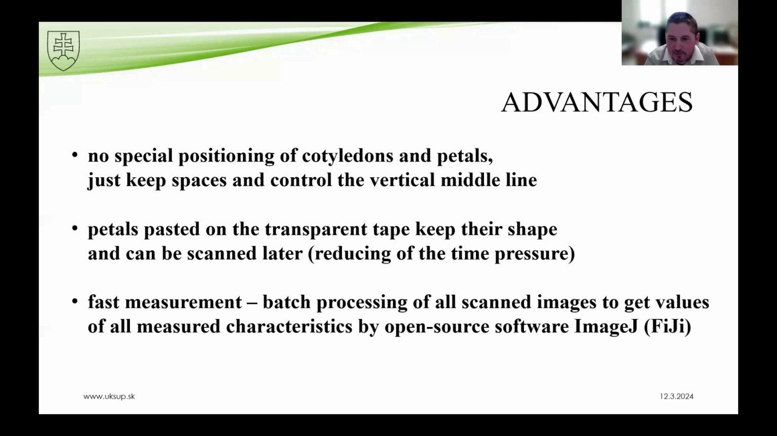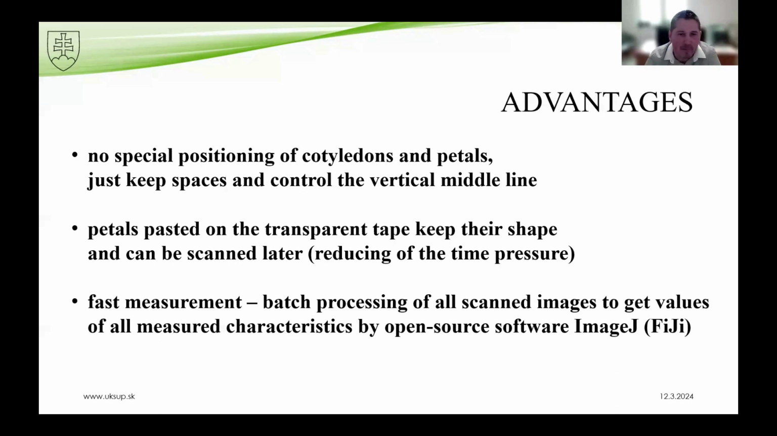Putting the small petals on the transparent tape, they keep their shape and allows to process samples later by scanning. Not at the same time, but it's possible a day or two later. This reduces the time pressure on DUS experts in the busy period for collecting the plant samples. Biggest advantage is, of course, fast measurement and processing of all scanned images at one step. With that, the measures of petals and cotyledons.